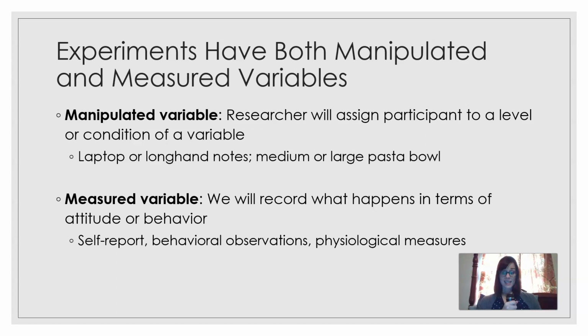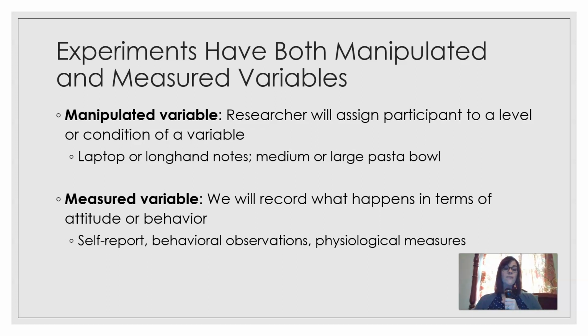In the pasta study by Van Cleef and colleagues, you are either serving yourself pasta from a medium-sized bowl or you're serving yourself pasta from a large bowl. So those are what we are directly manipulating. We are assigning some participants to some conditions and assigning other participants to other conditions.